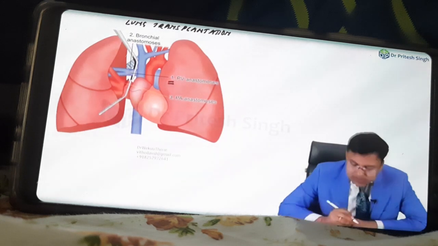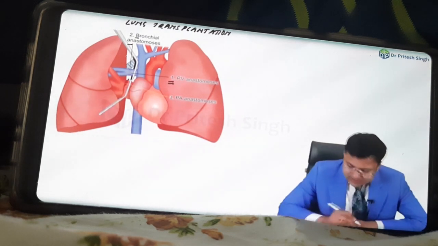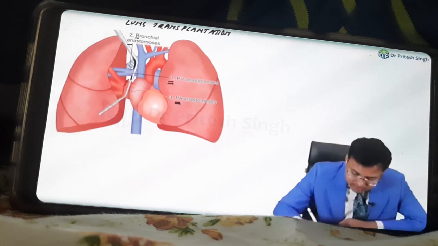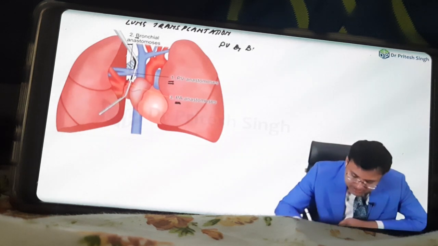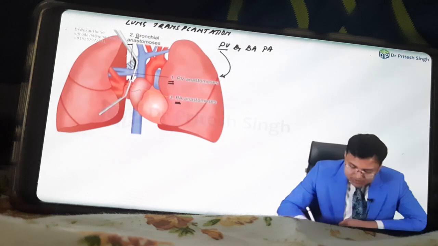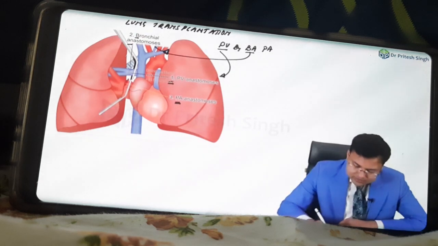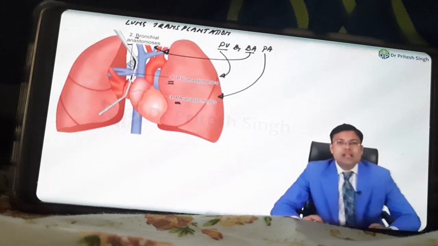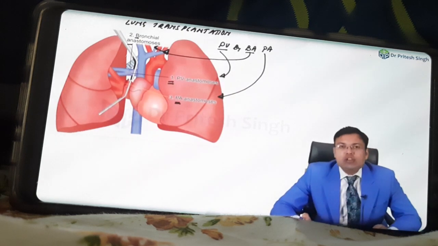So here, the first is pulmonary vein anastomosis, followed by bronchial anastomosis, followed by pulmonary artery anastomosis. So how to remember? The mnemonic is PV by BA, PA. First is pulmonary vein, second is BA, bronchial anastomosis, and third is pulmonary artery. So PV by BA, PA. These are the questions which are frequently asked about transplantation.